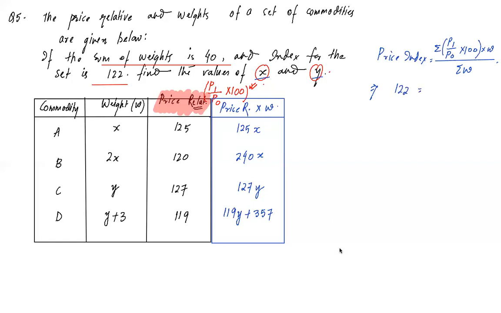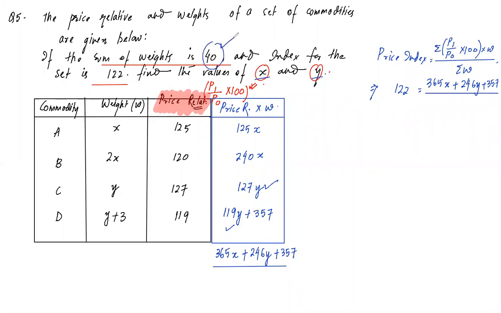ये ऊपर का न्यूमरेटर हम कैलकुलेट करते हैं, दैट इज द समेशन ऑफ दिस. इसको पूरे को अगर हम ऐड करेंगे 125x 240x, ये मिलकर के हमें दे देगा 365x. Now 127y 119y, this will add up and give us 246y, and plus we have 357. That is formula का जो न्यूमरेटर हमें चाहिए था, that we have got. Let us put that 365x plus 246y plus 357. This thing whole divided by the total of weight.